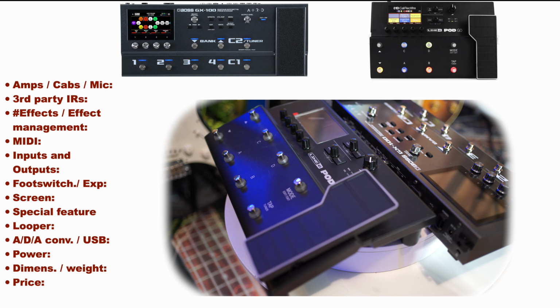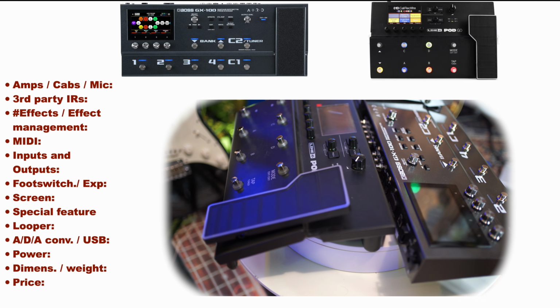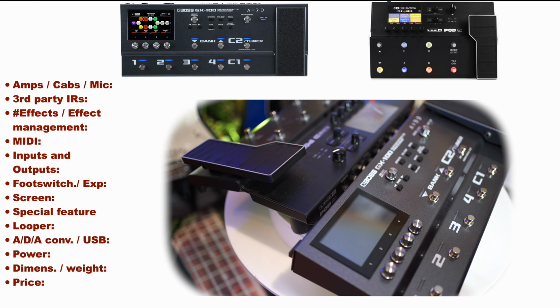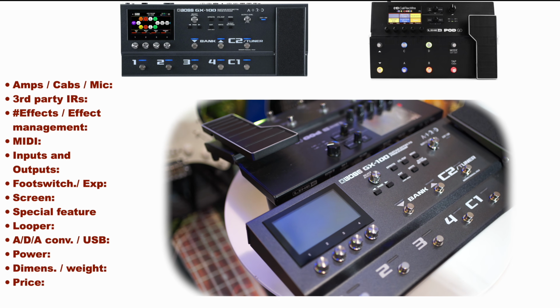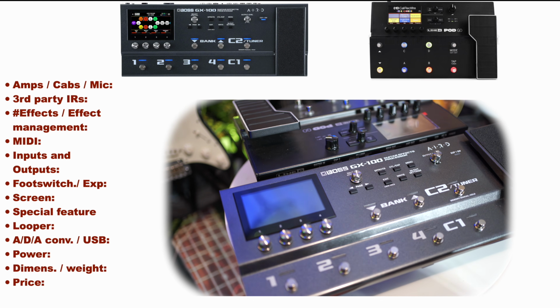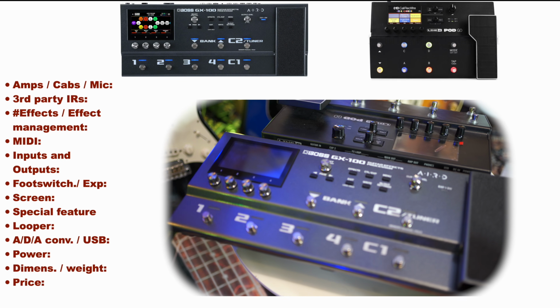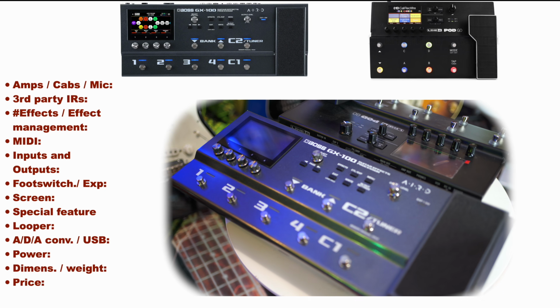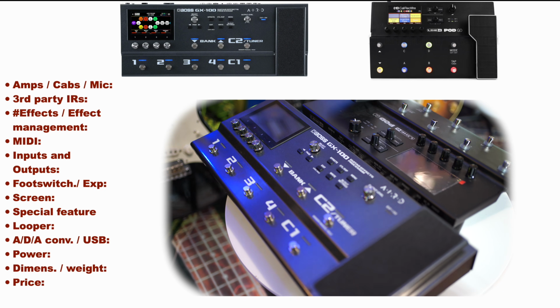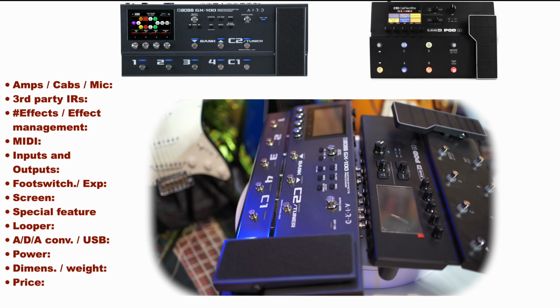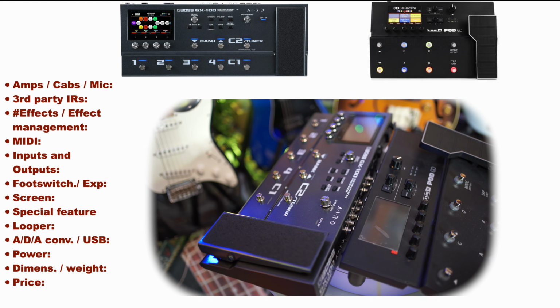We will now compare the two units among the following parameters: number of amps, cabs and microphones built-in, third-party IRs, number of effects and effect chain management more in general, MIDI availability, inputs and outputs available in both the units, foot switches and expression pedal, screen size and type, special features available with both the units, looper and drum machine, ADA conversion and USB channels at your disposal, current, power, dimensions, weight and price.